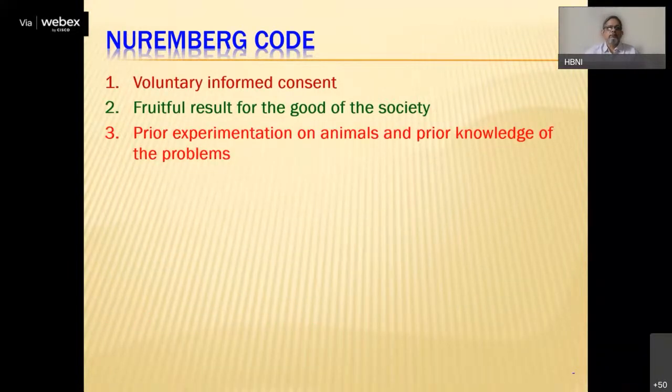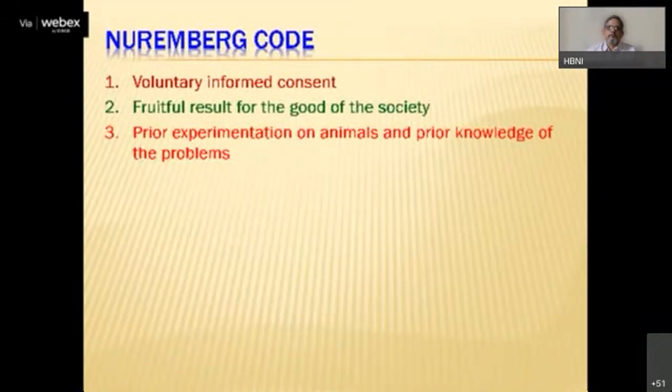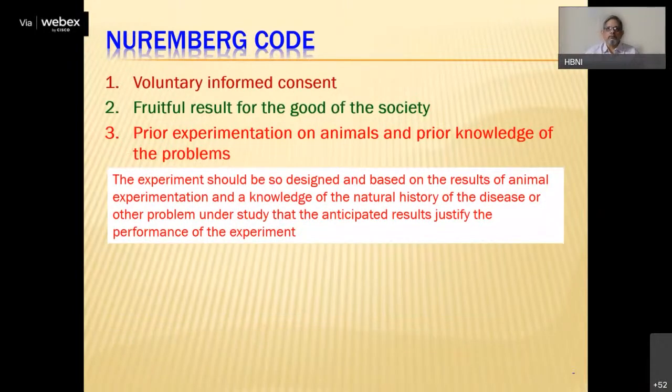And the third point is prior experimentation on animals and prior knowledge of the problem, because many of these experiments may have some very unpleasant consequences. So it is always good to do prior experiments on animals, and some knowledge about the problem should also be known. That means the experiment should be so designed and based on the results of animal experimentation and the knowledge of the natural history of the disease or other problem under study that the anticipated results justify the performance of the experiment.